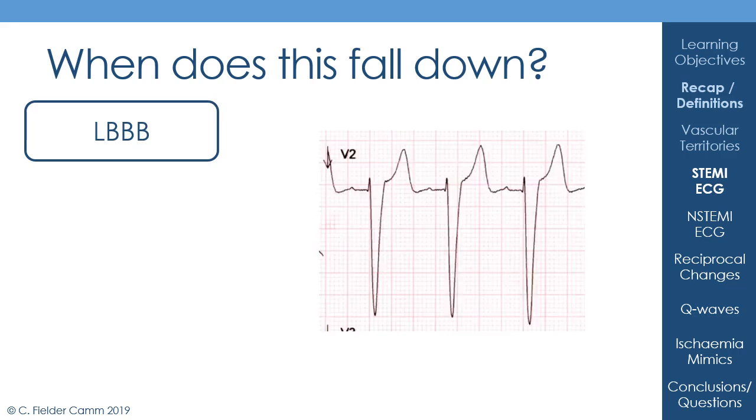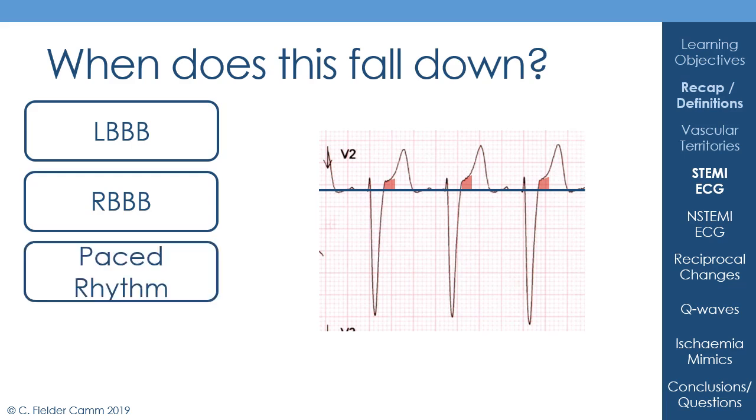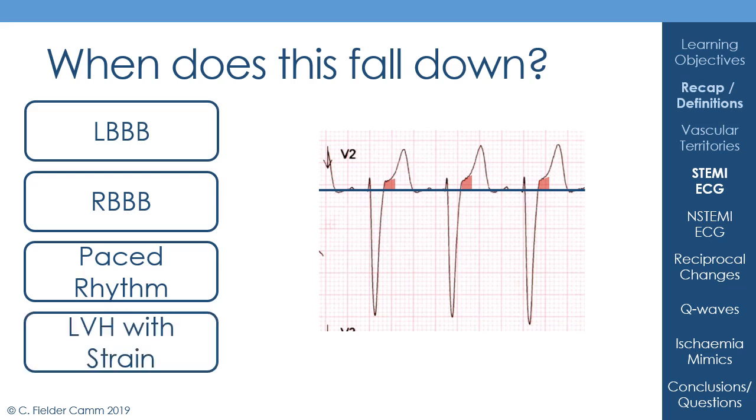And so you can see here's our trace. We'll talk in a later lecture about what makes this left bundle branch block. But you can see here's our reference line. And you can see quite clearly with this red shading here, there's quite profound ST elevation, even at that J point. But we can also see this in right bundle branch block. We can see it with paced rhythms, which really just end up looking like left bundle branch block. And you can see it with left ventricular hypertrophy with strain, when you can get quite significant ST segment deviation. And none of these are necessarily an acute pathology, but they can present with significant ST segment deviation.